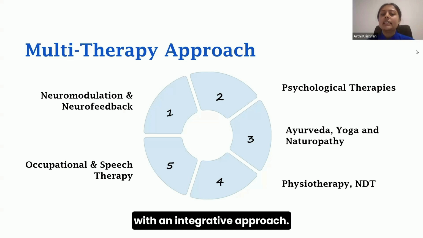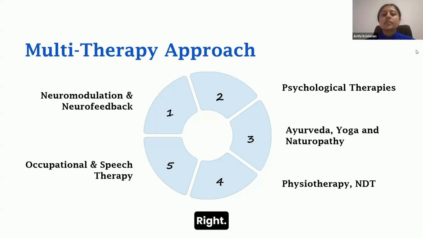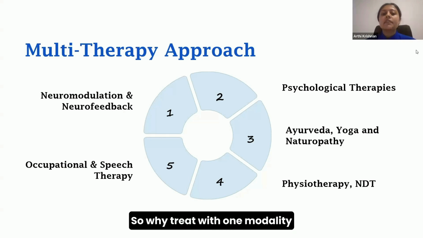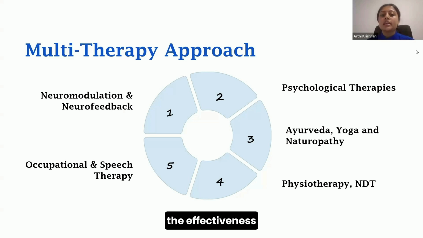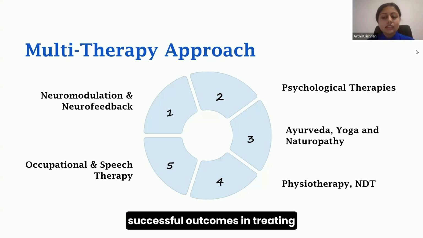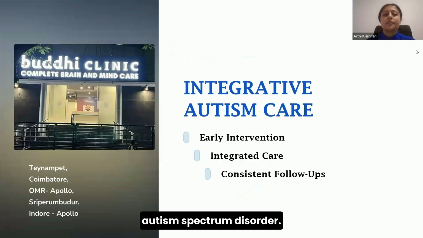So when it comes to Buddhi Clinic, we have this integrative model where we approach any condition with an integrative approach, right? So why treat with one modality when multiple modalities and multiple therapies can come together and enhance outcomes, right? And in Buddhi Clinic, we periodically review the effectiveness of these modalities in treating various conditions. So far we've seen successful outcomes in treating autism spectrum disorder.